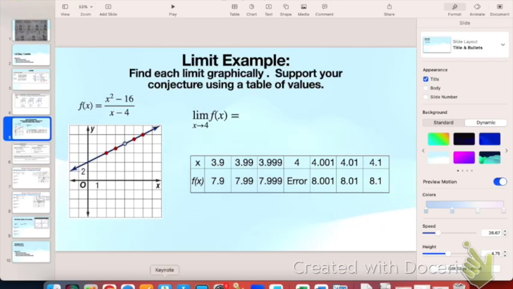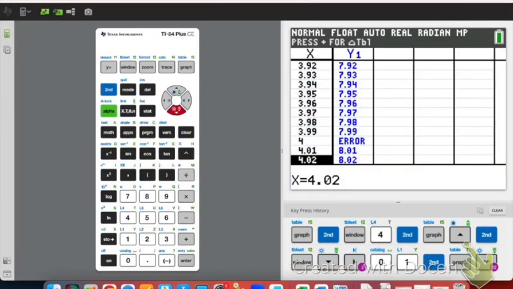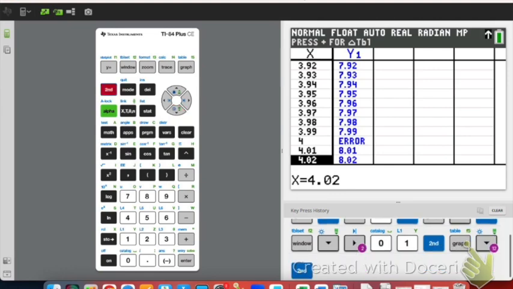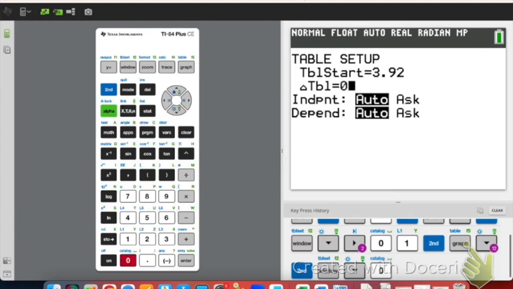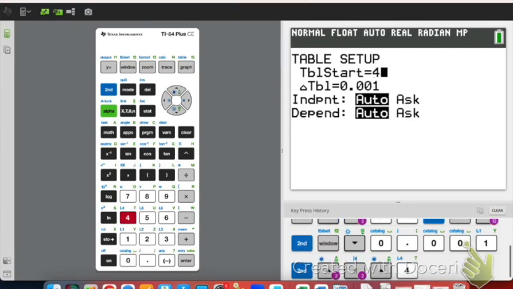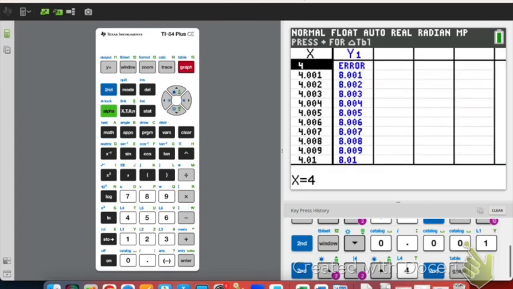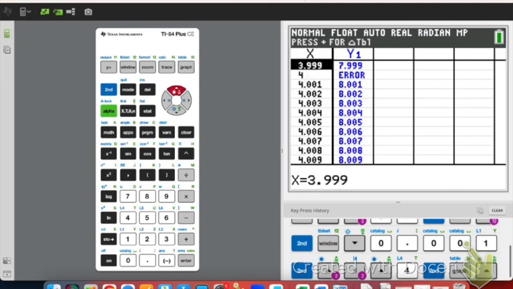I'll do it one more time. I'm going to go to the thousands. So I go back to my table again, second table set, and I'm going to change my delta for the table to 0.001. Here we go. I want to get back to 4. Now we go to table. Again, you'll see my error, like I said earlier. Here's my 4.001 goes to 8.001. When I scroll up, my 3.999 is going to 7.999.